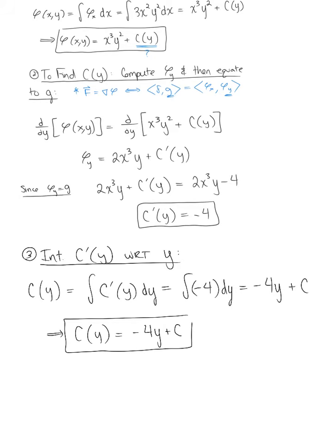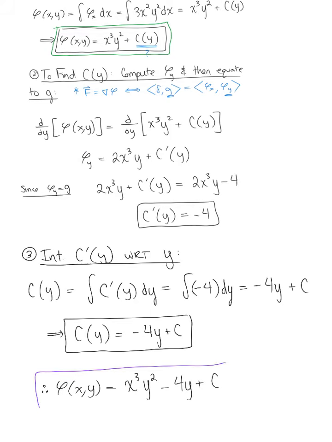And now we can go ahead and we'll substitute this back into the potential function we found way back here in step 1. We can say, therefore, our potential function, phi of x y, is going to be equal to x cubed y squared plus, so it's actually going to be minus 4y plus c. And so this is hopefully going to be our beautiful final answer.